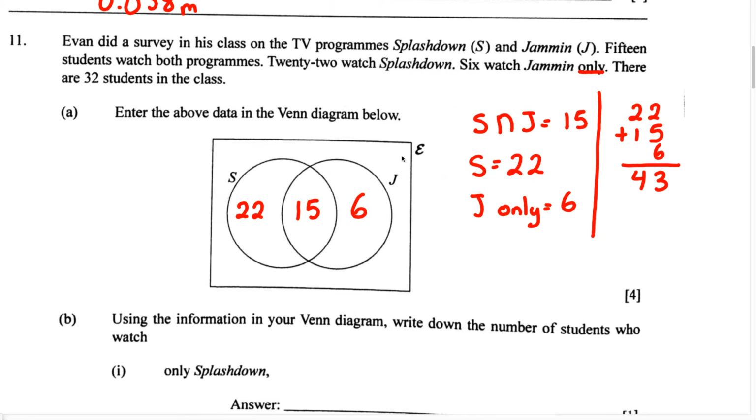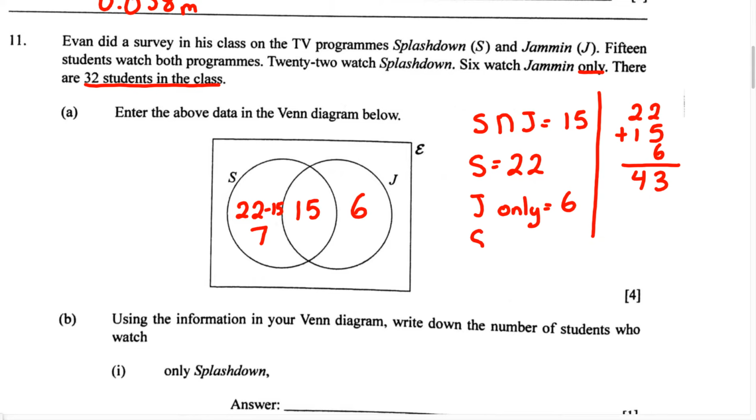But there is no way we can have 43 people if there are only 32 students in the class. The problem is they told us there are 22 students that watch Splashdown. But those 22 students are going to be students that watch Splashdown only and students that watch both Splashdown and Jammin'. So what we're going to have to do to find Splashdown only is say 22 minus 15. Now when we solve for this, we can put this in our calculator and we're going to get 7. So there are 7 students that watch Splashdown only.